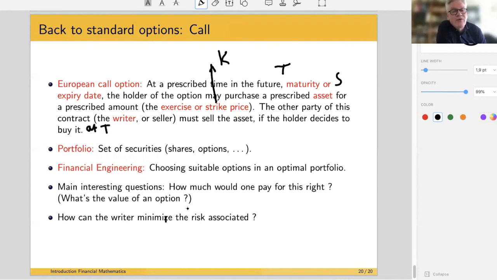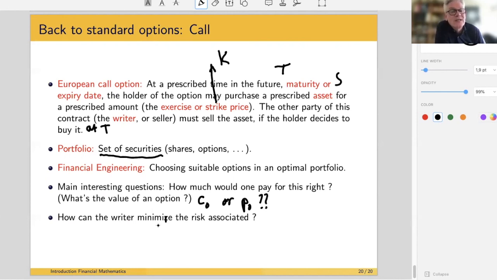Well, what is a portfolio? A portfolio is a set of securities, a combination of shares, options. And what is then financial engineering? Financial engineering is defined as choosing suitable options or financial derivatives in an optimal portfolio. And some interesting questions that we have seen today: how much would one pay for this right? What is the value of an option at time zero? What is C0 or what is P0? And how to compute this? That is what we will see in this course.